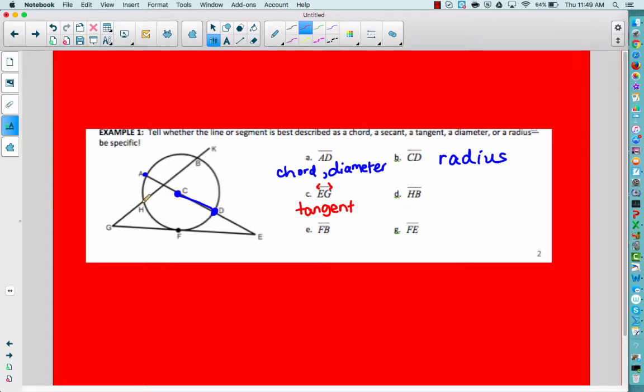HB. HB is a segment. Its endpoints are on the circle. That's considered a chord. FB. Now you may notice that nothing is drawn there, but I am allowed to draw lines and circles. If I connect F and B, the endpoints are on the circle, so it would be a chord.